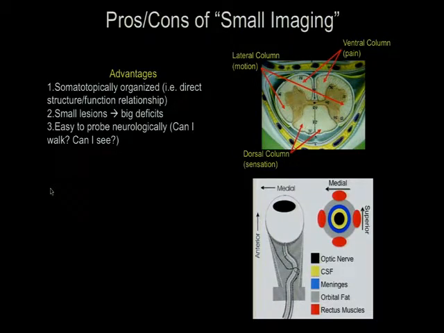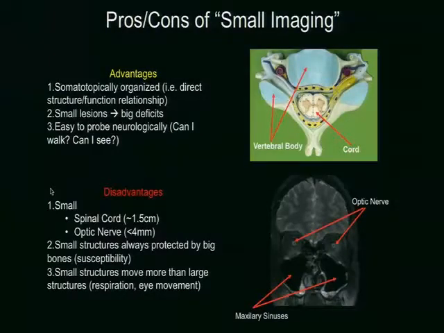A 2 millimeter lesion in a brain that is 200 millimeters across is much less dramatic than a 2 millimeter lesion in something that's only 15 millimeters across. So you can think of it just as a fractional situation here. And presumably it's easy to probe neurologically, and I'll show that to you in a bit. The disadvantage is that they're small, right?